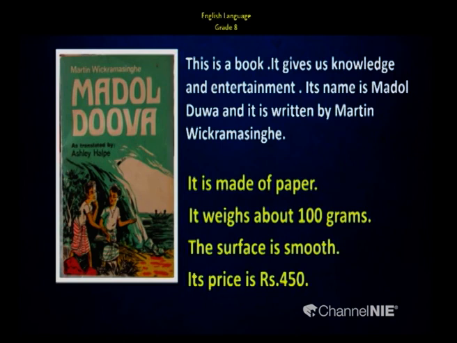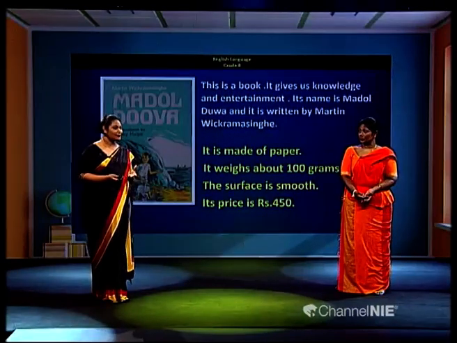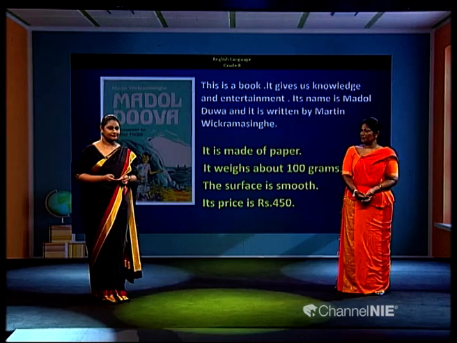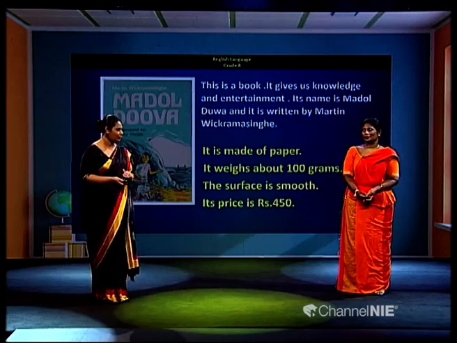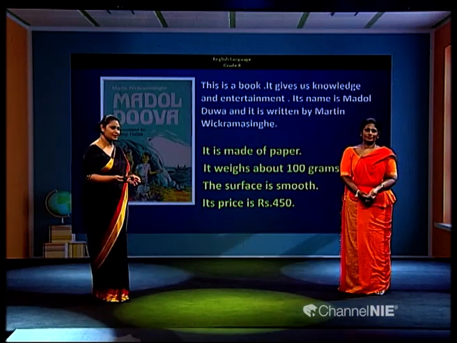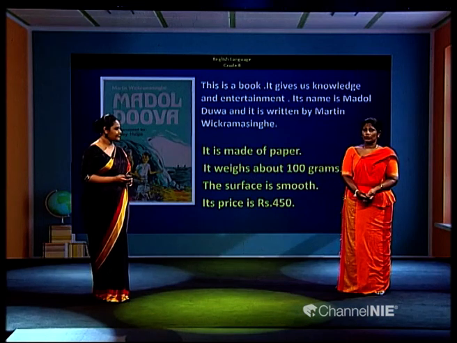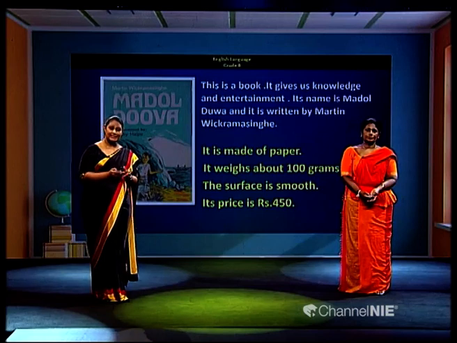So what about the material? It's made of paper. It weighs about 100 grams. 100 grams, yes. And the surface, what do you think about the surface of the book? It should be smooth, right? So how much is the book? It is about 450 rupees. Yes, about 450 rupees. So you have all the details now.